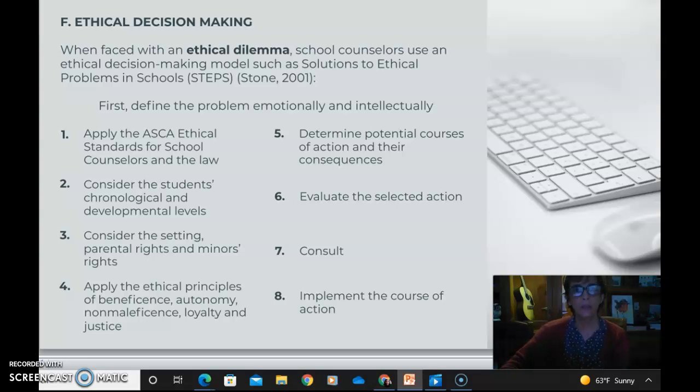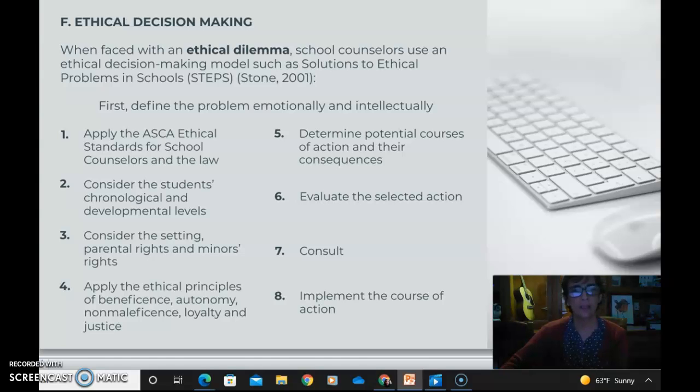When faced with an ethical dilemma, school counselors use ethical decision-making models such as solutions to ethical problems in schools, steps that were suggested by Stone in 2001. First and foremost, we need to define the problem emotionally and intellectually. Then we should follow these steps.